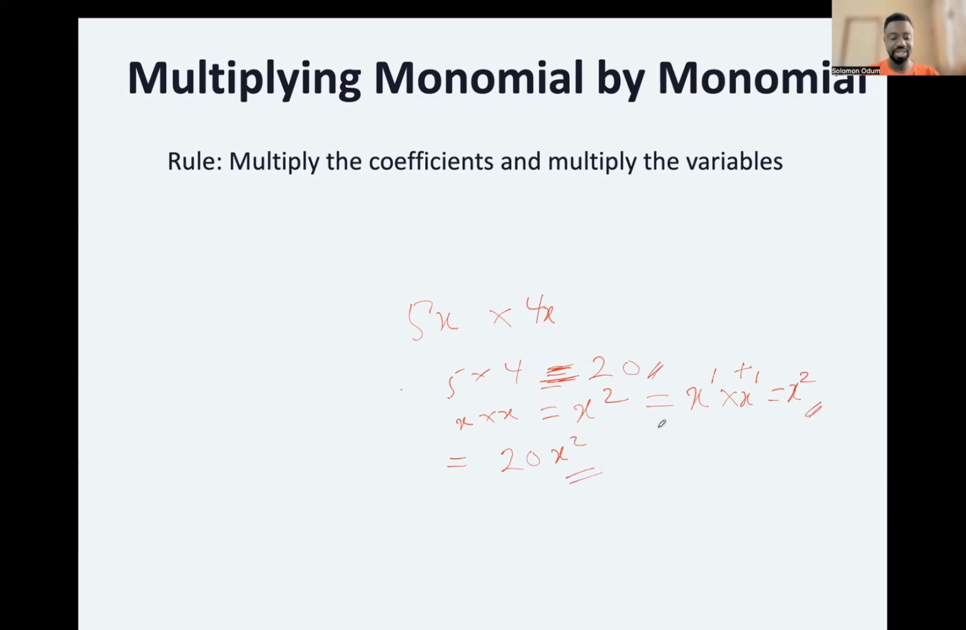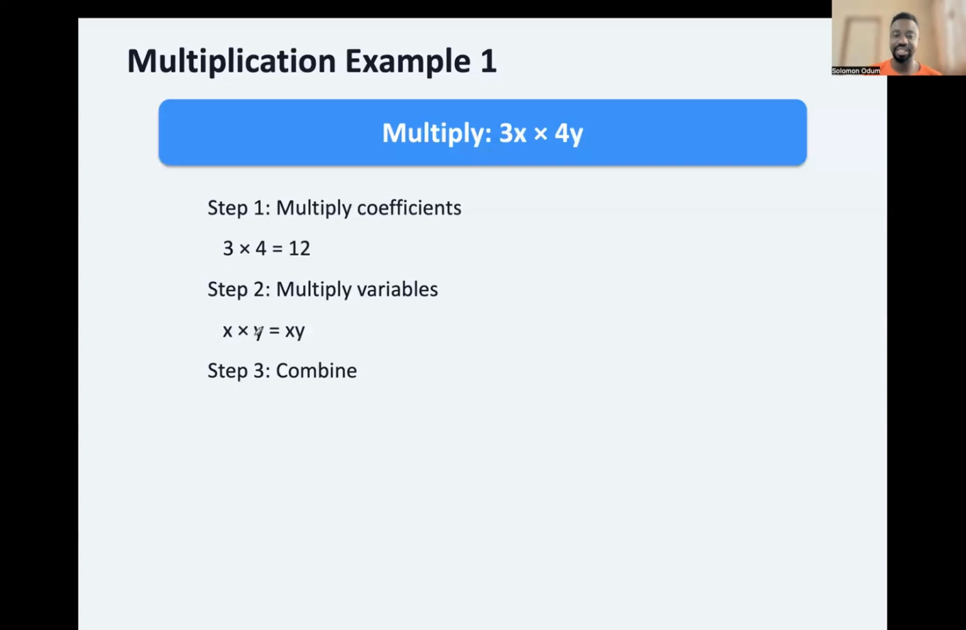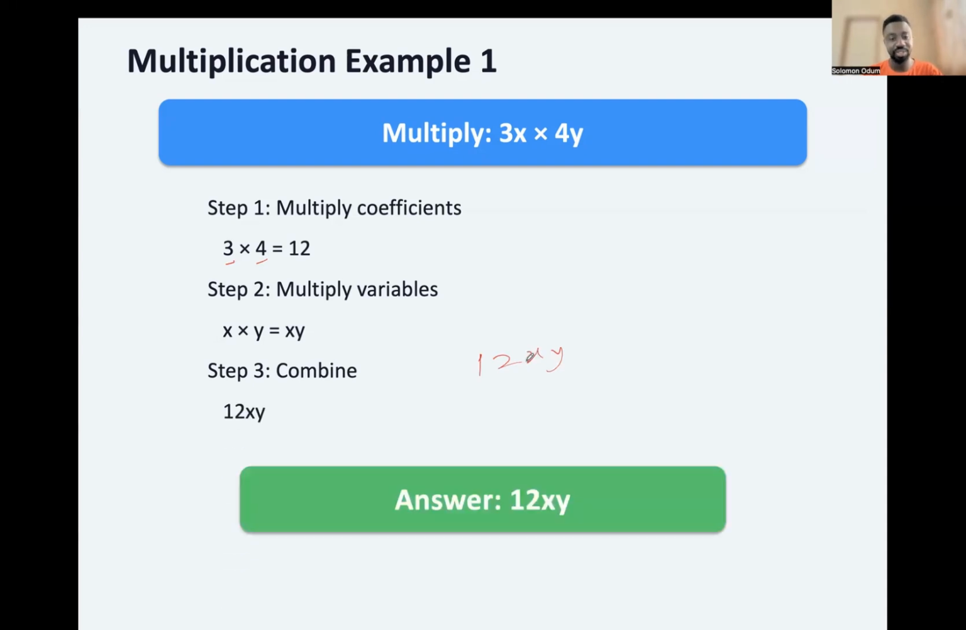Now we have more examples of multiplication. An example is multiply 3x by 4y. In this case you multiply the coefficients, 3 and 4, which is 12. You multiply the variables x and y, you combine, and you get 12xy. So the answer is 12xy.